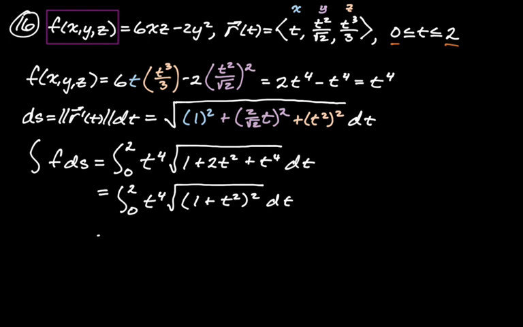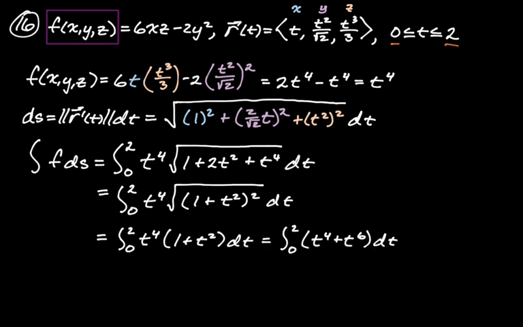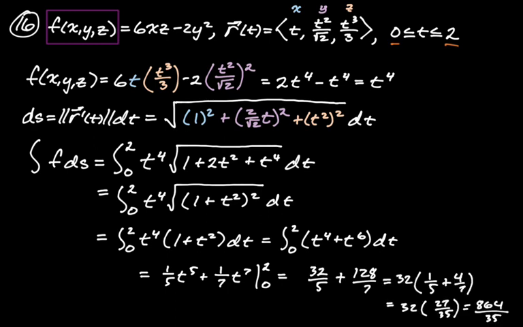We can just pull that out as 1 plus t squared. So we're really just doing the integral from 0 to 2 of t to the fourth times 1 plus t squared dt. All right, so distribute, reverse the power rule, use the fundamental theorem. We get this. I think you could probably leave this, but I did some more math and I ended up getting 864 over 35 as my final answer there.